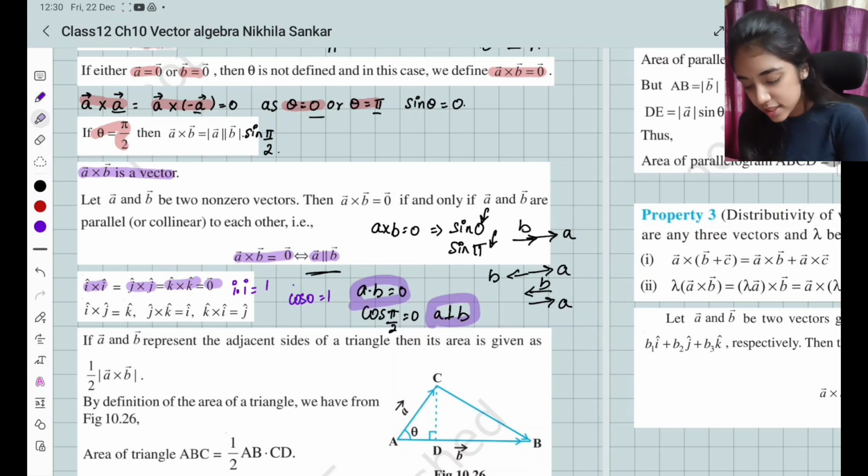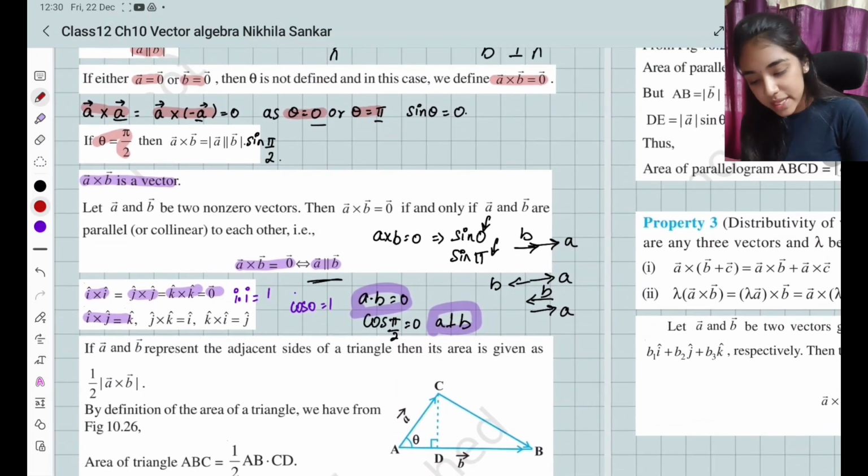Now, I cross J equals K. இதுக்கு ஒரு easy way இருக்கு ஞாபகம் வச்சுக்கிறதுக்கு. இது எப்படி ஞாபகம் வச்சுப்போம்னா, basically I'll draw a circle.